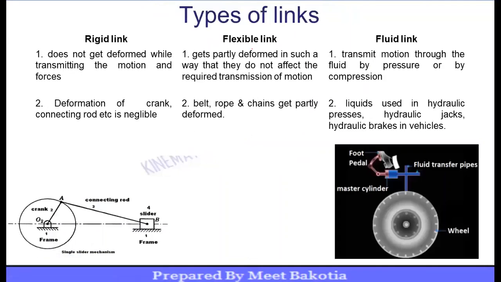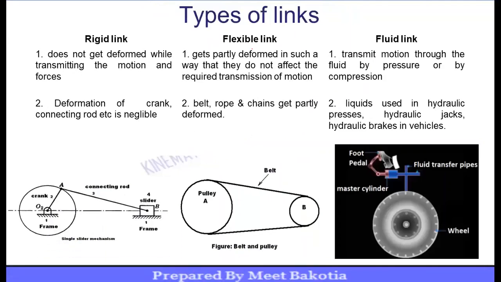Moving ahead, guys, you can see here the other three types of links. The first is the rigid link. Rigid link means the one which does not get deformed while transmitting the motion. Usually, there is no such body which is a rigid body. Every body is going to get deformed. It is a law of nature. But still, this crank and connecting rod actually function for years and years.